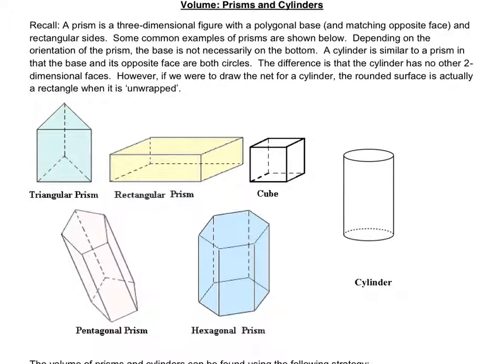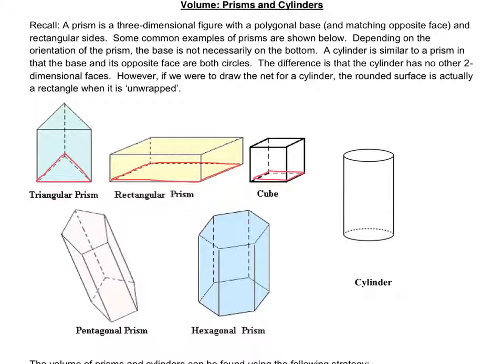In this lesson, we're going to review the volume of prisms and cylinders. I will remind you that a prism is a three-dimensional figure whose base is a polygon. So you've got some examples here. A triangular prism, of course, would have a base which is a triangle. A rectangular prism has a base which is a rectangle. A cube has a base which is a square.